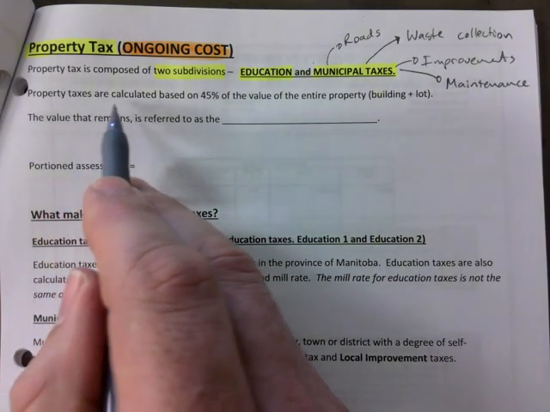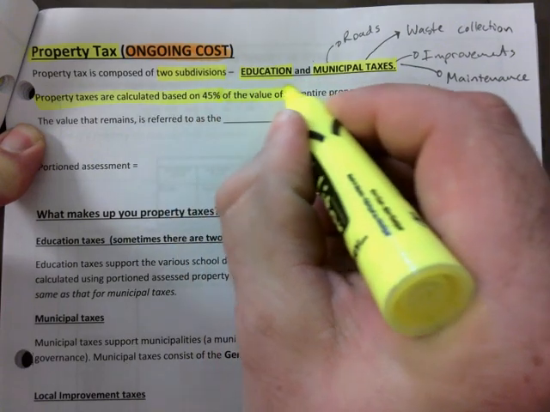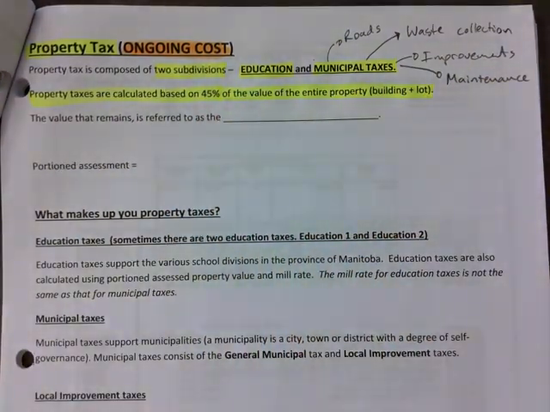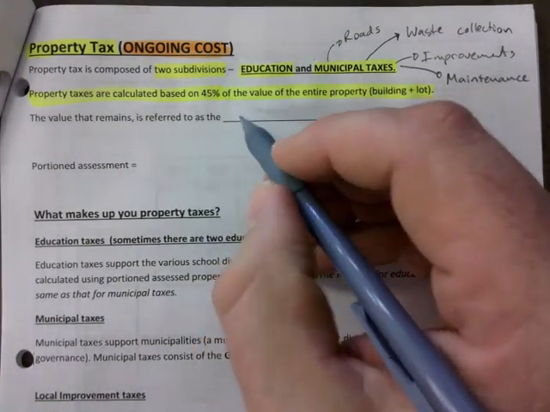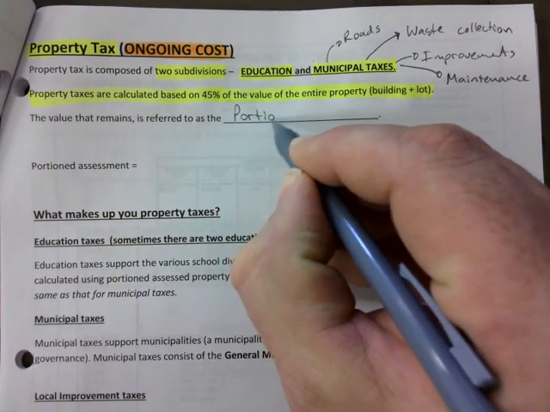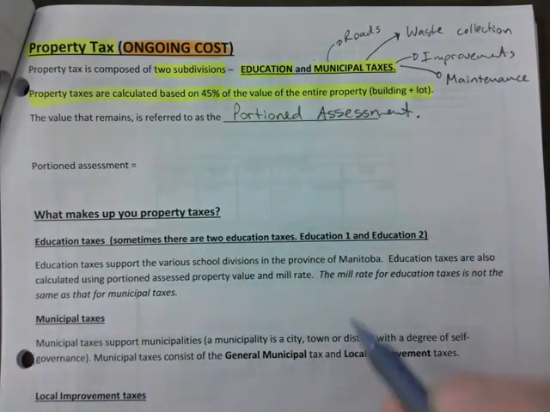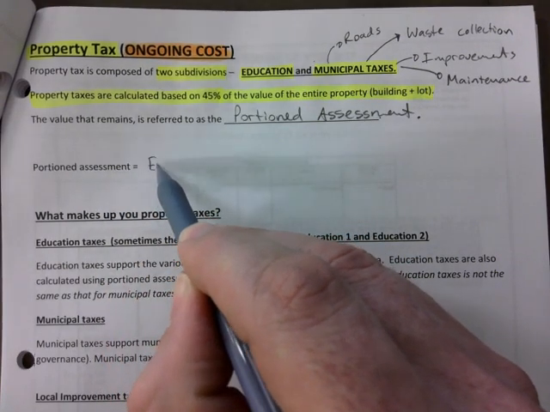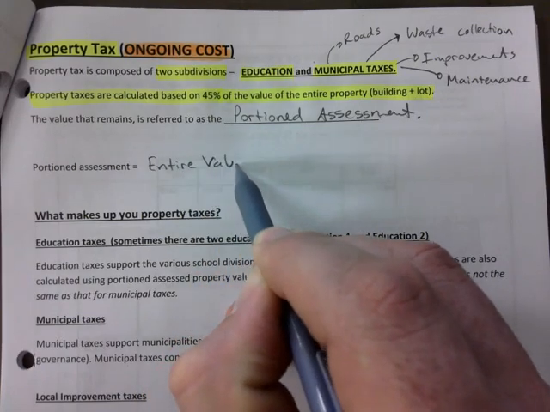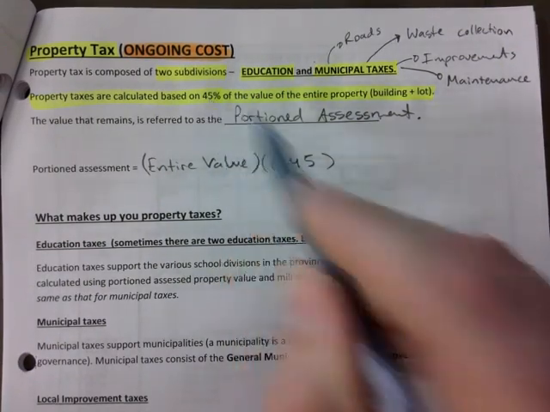Okay. Property taxes are calculated. So here's what's important. They're calculated based on 45% of the value of the entire property, that's the building and your lot combined. The value that remains after that is called the portion assessment. You can write that down. Portion assessment. The formula is the entire value multiplied by 0.45, because they only tax you on 45% of the entire value.